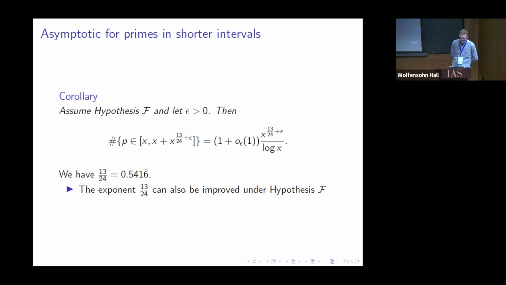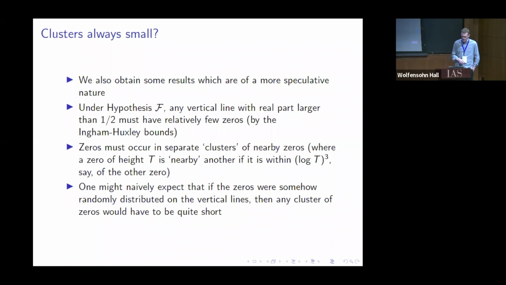Okay, so there is a corollary. If you have some sort of improved zero density estimate, you'll get some improved result on an asymptotic for prime squared intervals. So instead of 7/12, you could get 13/24. This is just plugging this into the standard argument that I mentioned before. And I'll remark that this constant 13/24 could actually be improved further, but maybe I won't say any more about that.